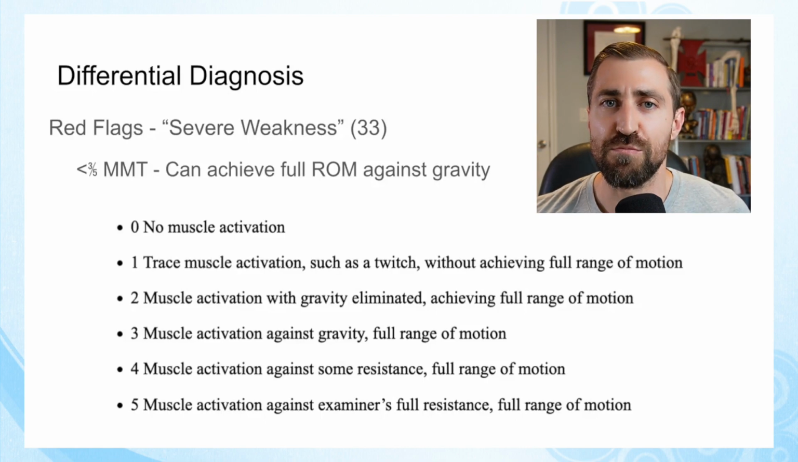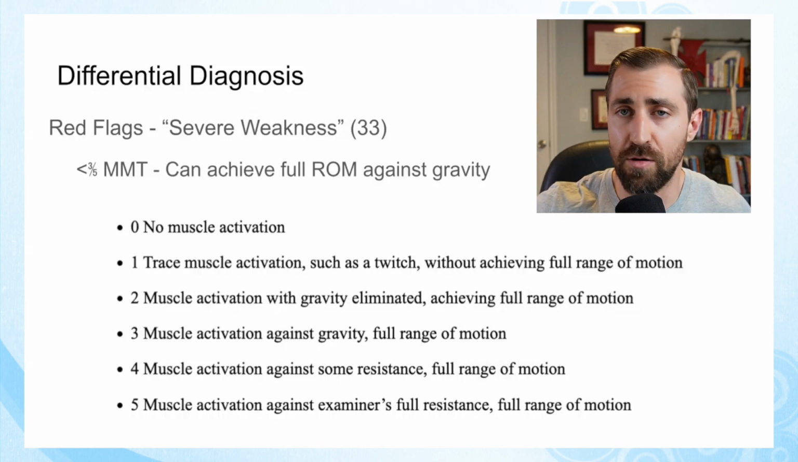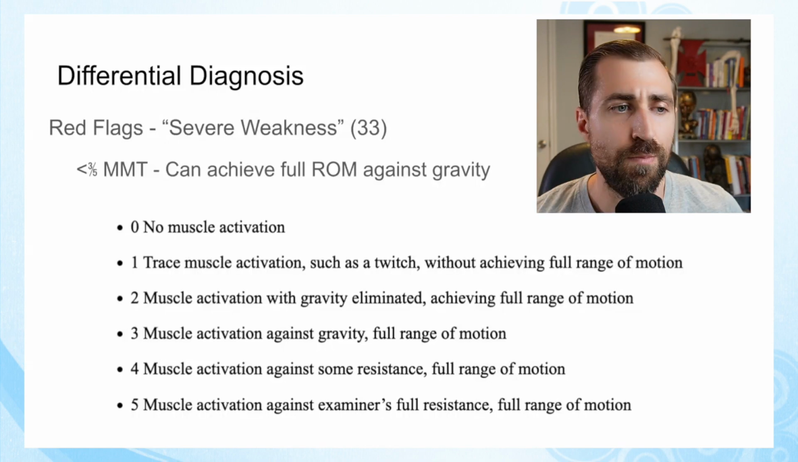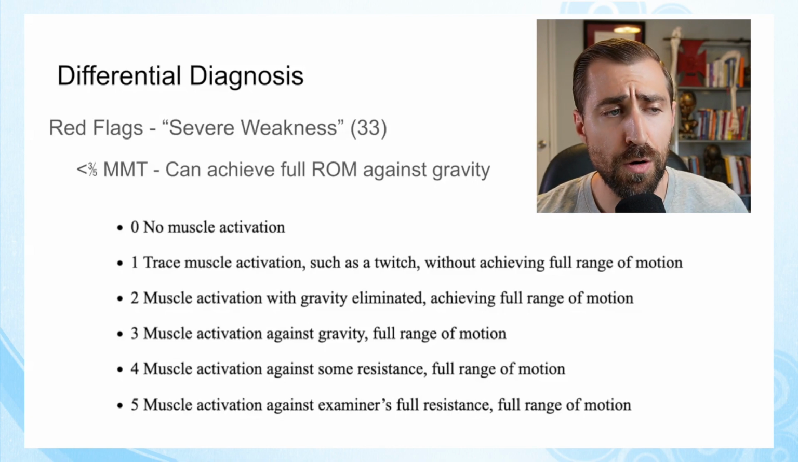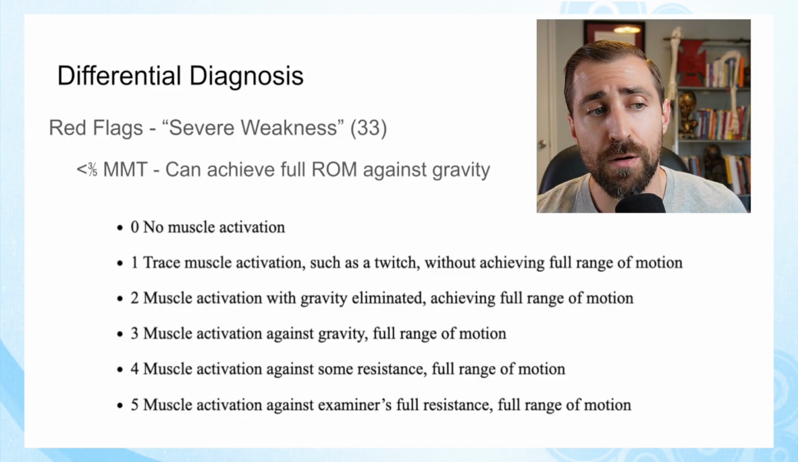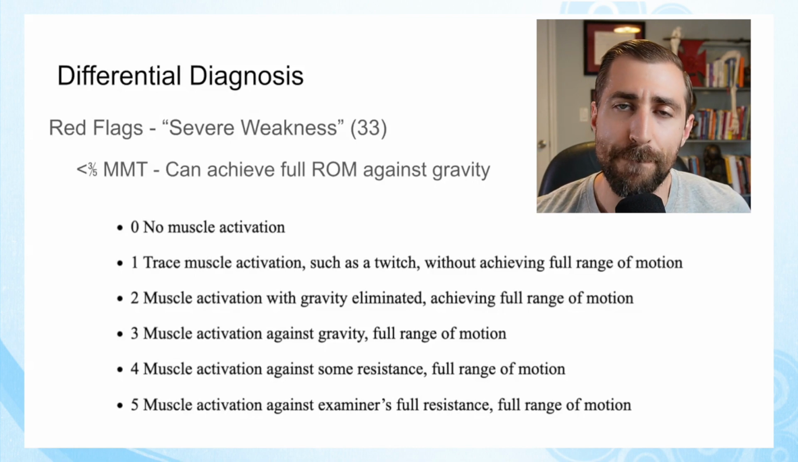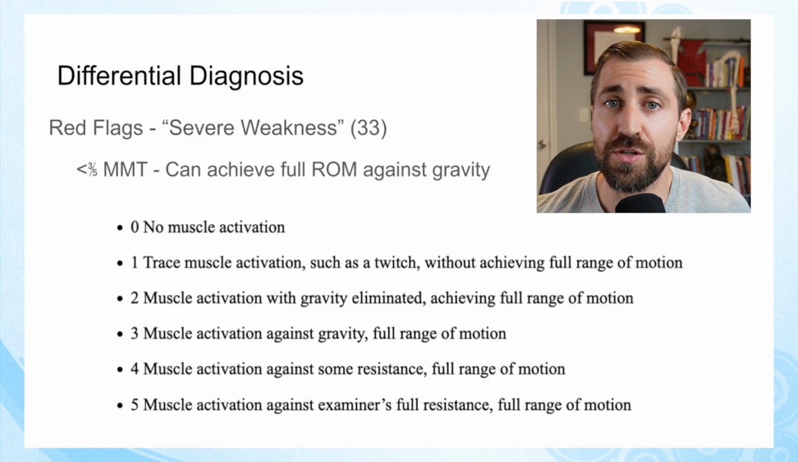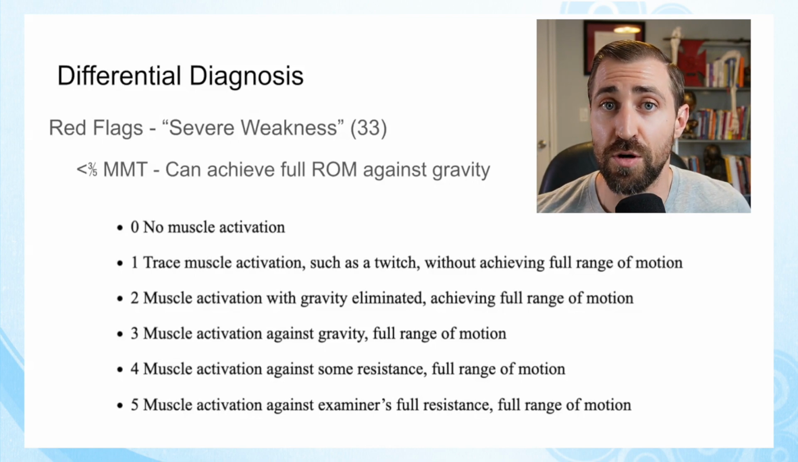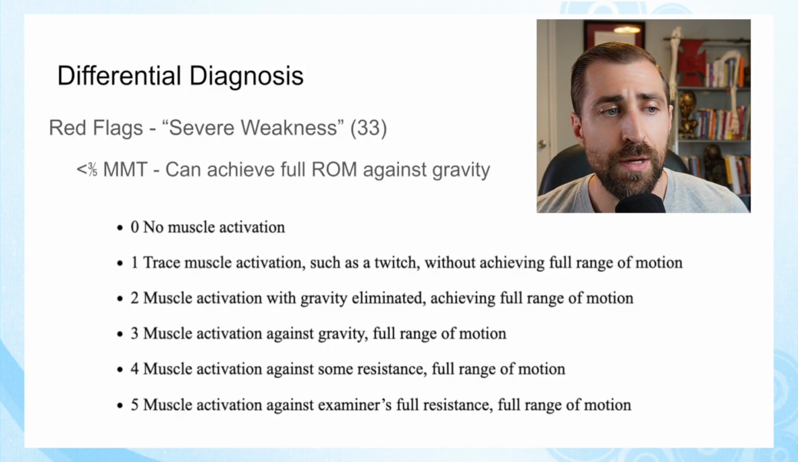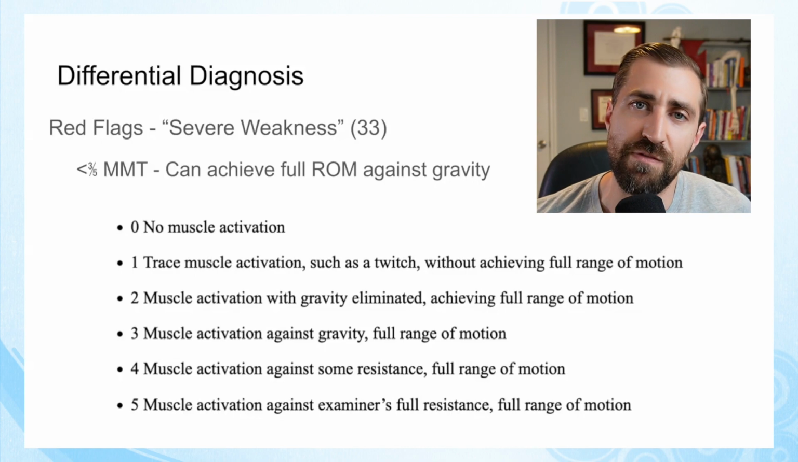But we do have some pretty good guidance in terms of what is mild versus moderate versus severe. But we have to be able to grade people's weakness, right? So manual muscle testing is usually done on a 0 to 5 scale. A 0 is no muscle activation whatsoever. If you tell a patient to dorsiflex and you can't feel a tib anterior doing anything and there's no movement, that'd be a 0. A 1 is trace muscle activation, like a twitch, without achieving full range of motion.